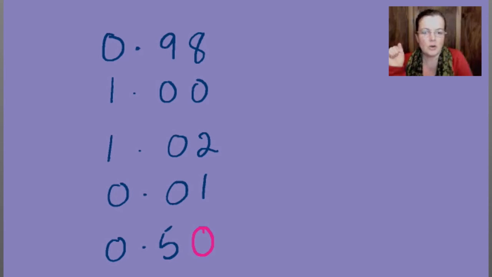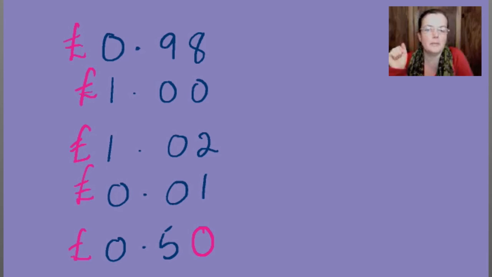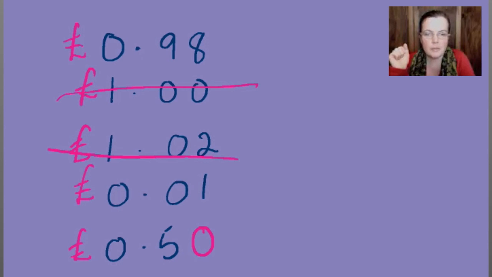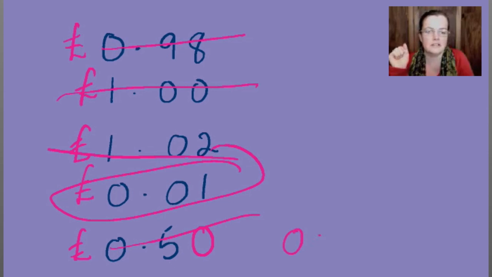Well, these are all less than, we're going to make it into money because money feels more easy somehow, doesn't it? We're all a little bit more familiar with that. So that's £1 and that's £1. So now we want to get the smallest number of pence. 98 pence, 50 pence. So the answer is 0.01, which is D.